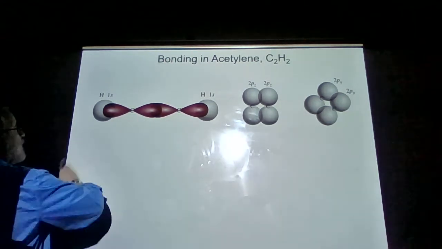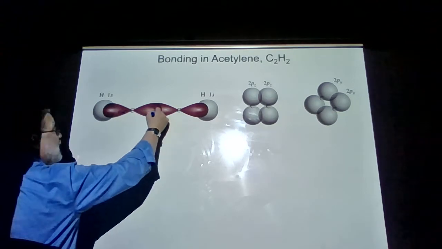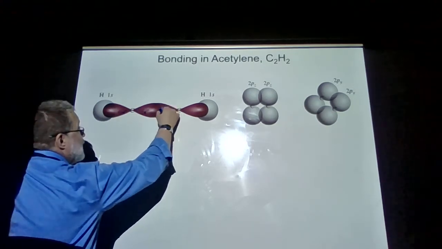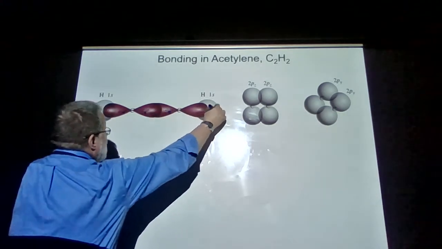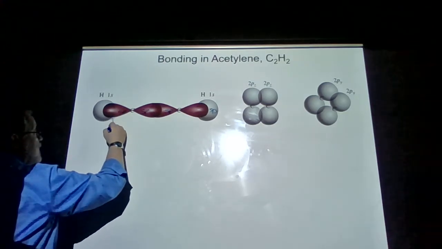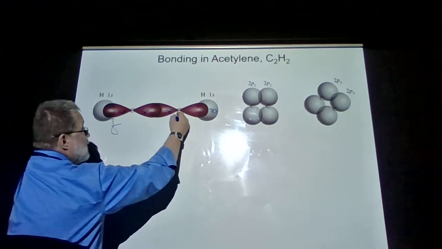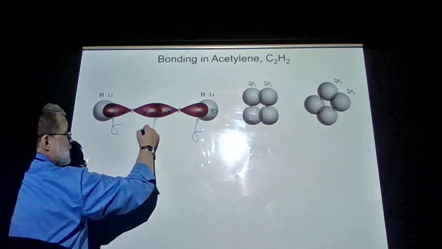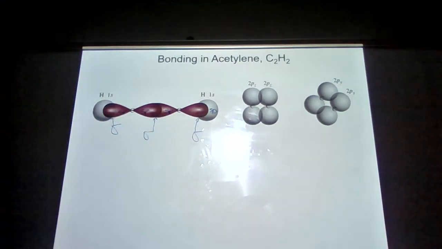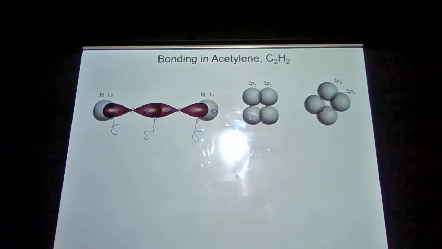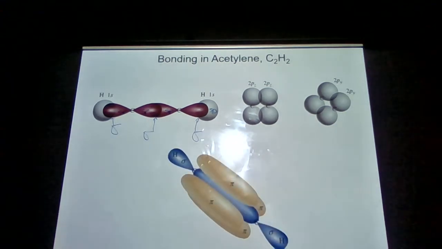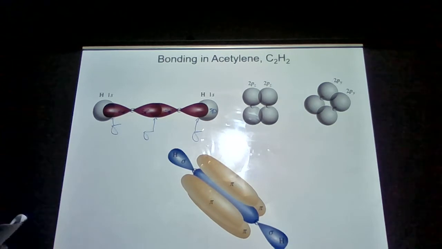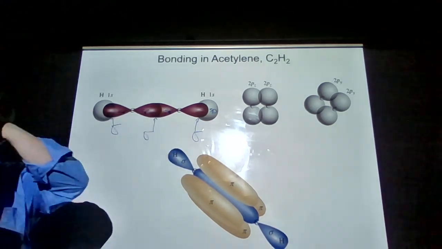So, sp, sp, sigma bond, sigma bond, sigma bond. This only has the hybridized orbitals.